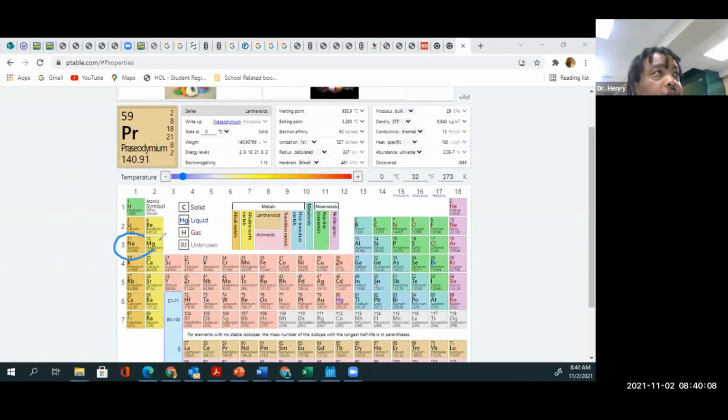Earlier we had to take a look at sodium. When we write the electron configuration for sodium, it's Na. And the short way would be to use the noble gas that's right before it, so it would be neon.